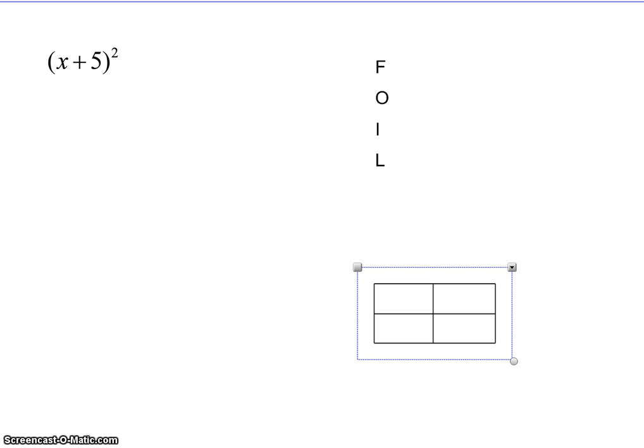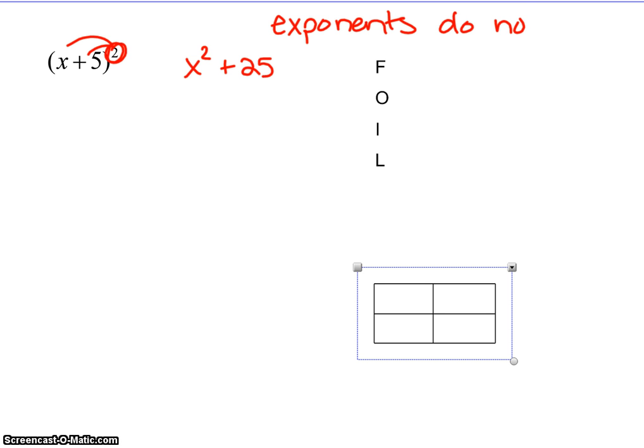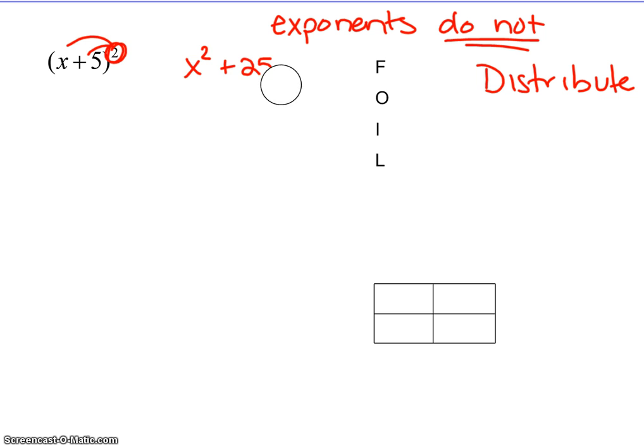All right. Now this is what's called a binomial squared. Okay. Too many times people do this. Okay. They take and they think that this 2 can be distributed. Okay. Exponents do not distribute. Okay. Distribution is multiplication over addition.